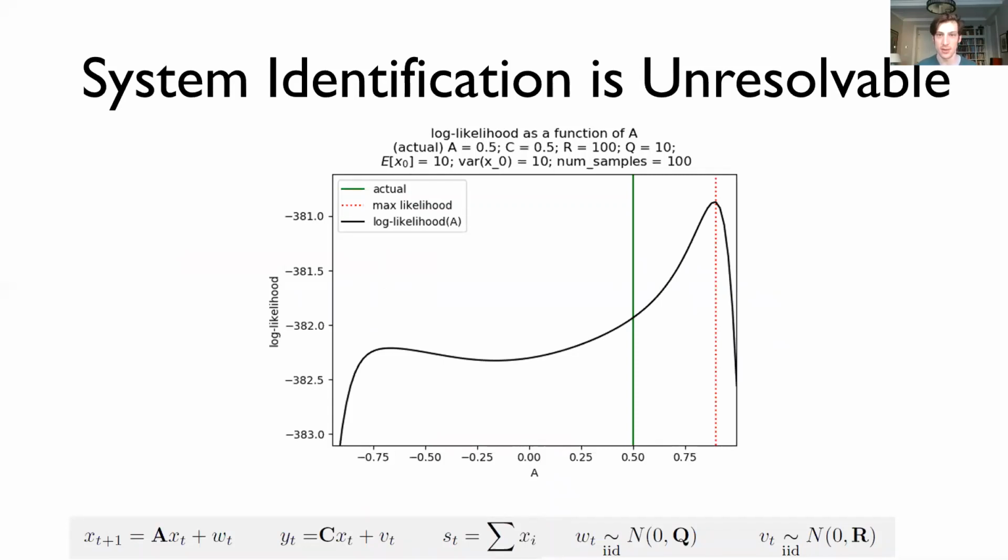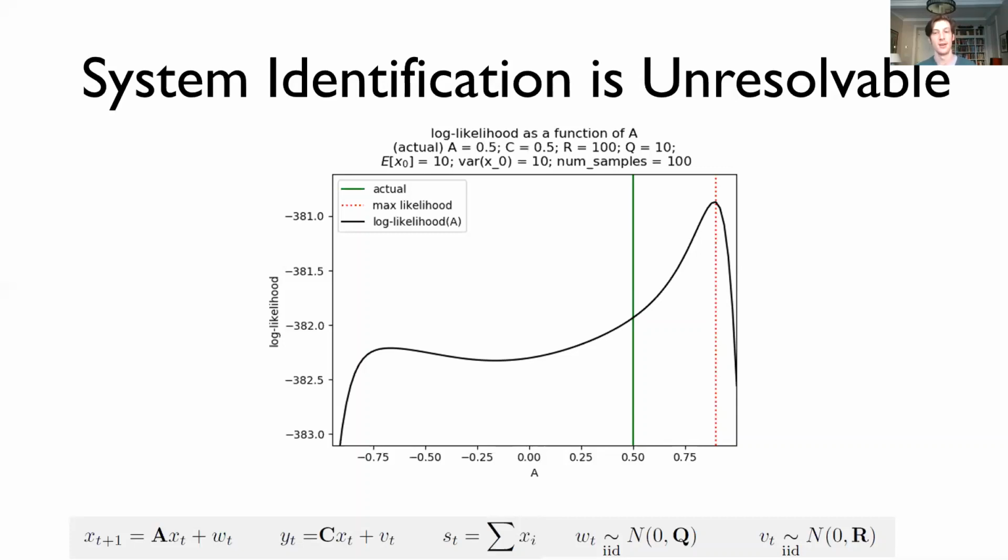For this plot, we start with a data set generated from fixed parameters, and the true value of a, the autoregressive parameter, is a half. That's the green line. But let's assume we don't know a. So on the horizontal axis, we're trying different guesses for a, and then we compute the likelihood as a function of that guess. The actual true a is the vertical green line. The maximum likelihood solution is the dotted red line.